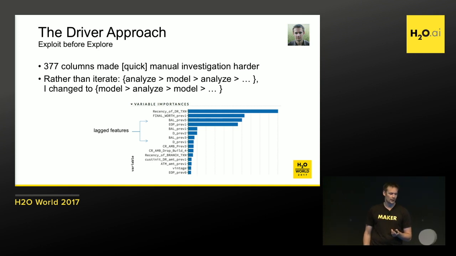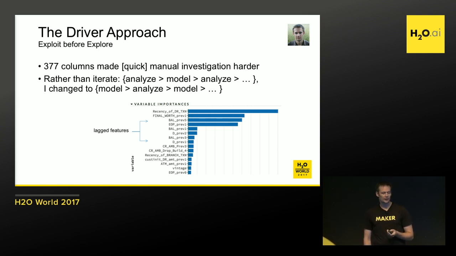So what did I do? Title this one Exploit Before Explore. So explore, exploit, this is the way you iterate through these things. What are you doing and how are you refining this feature space? It's a big deal with reinforcement learning. But in the manual mode, I typically tend to analyze the data sets first, come up with some hypotheses, and then model and then go from there and iterate.